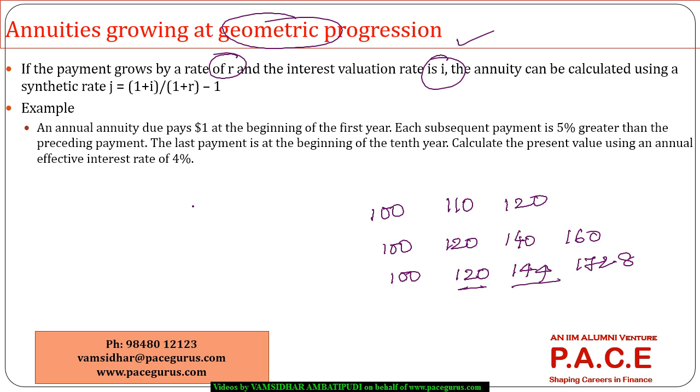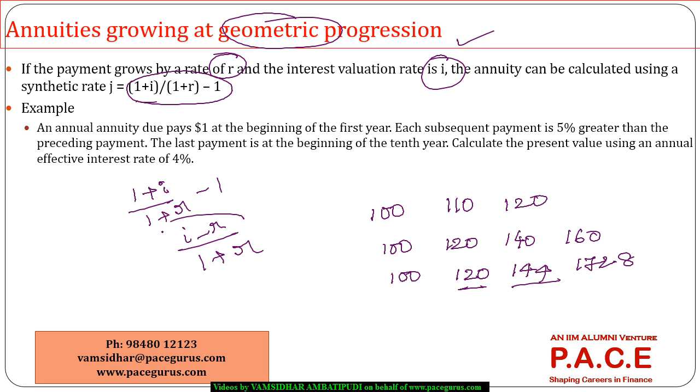So if the payment grows by some percentage R and the interest rate is I, then we adjust the interest rate by finding a new interest rate J, which is nothing but 1 plus I divided by 1 plus R, minus 1, which is otherwise I minus R divided by 1 plus R.